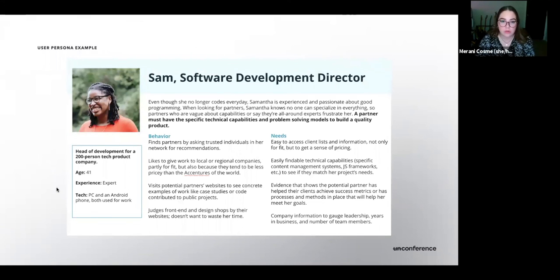So here's what a user persona looks like. Based on research, we're able to define who our audience is and create a persona that embodies that. We include in this persona things like position, age, experience, behaviors, and what are some of their goals and needs.